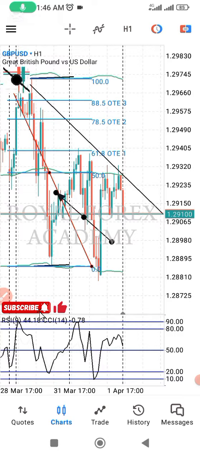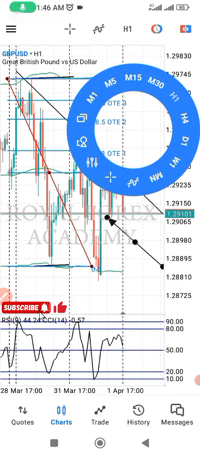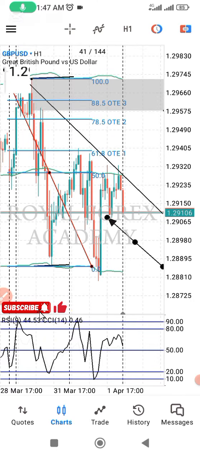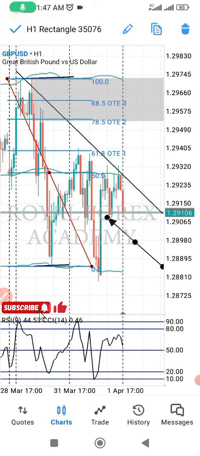So looking at this now, you can see that price pulled back from here all the way to 61.8 of our Fibonacci retracement tool. But we need to identify our point of interest. First is our order block. So we have our order block in that zone. So price has not mitigated our order block.